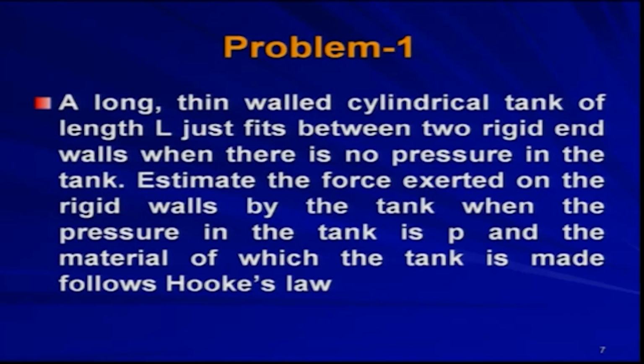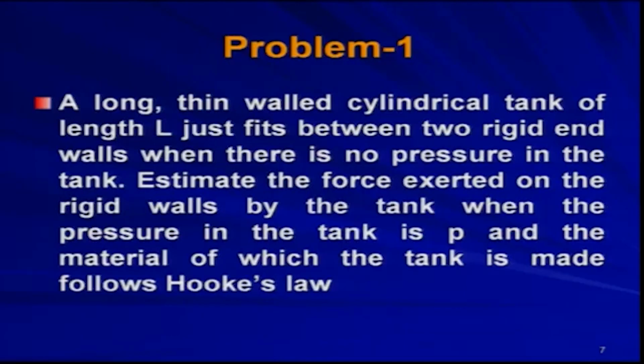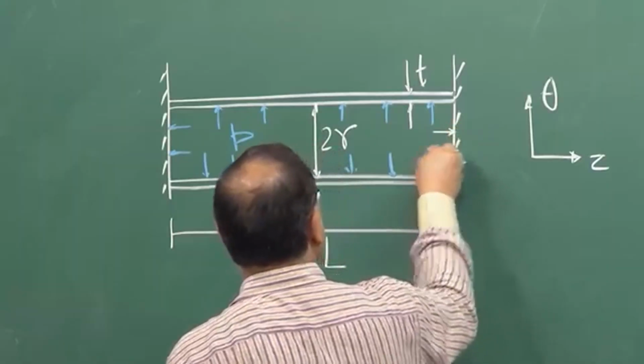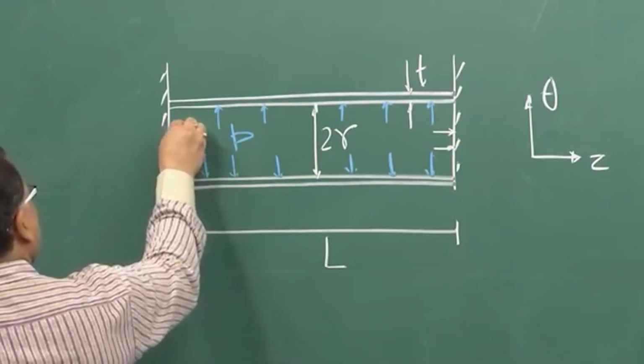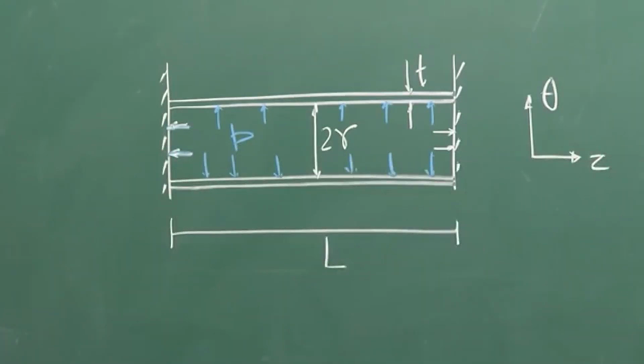So, if you go back to the problem, it says that the tank just fits between the two rigid end walls when there is no pressure, okay. It is just fitting between two walls, okay. Now, estimate the force exerted on the rigid walls, okay. So, this is the force exerted on the rigid walls as shown here when you are applying some internal pressure P inside the tank, okay.